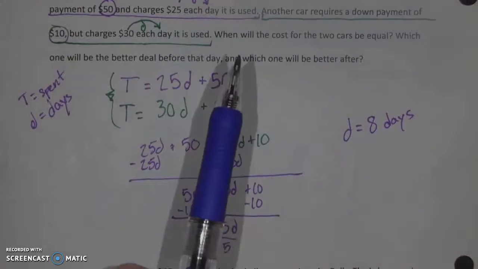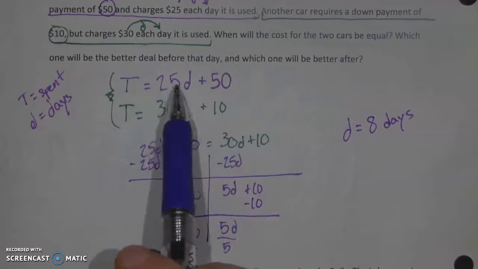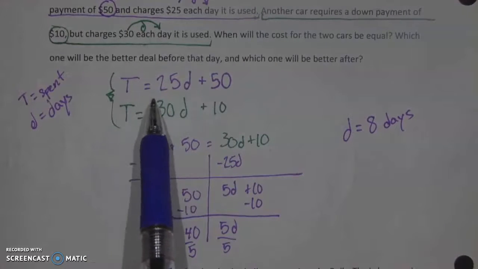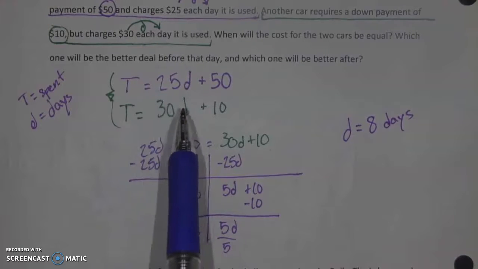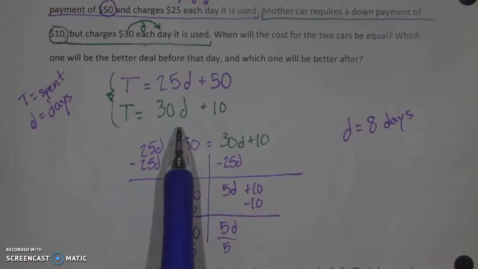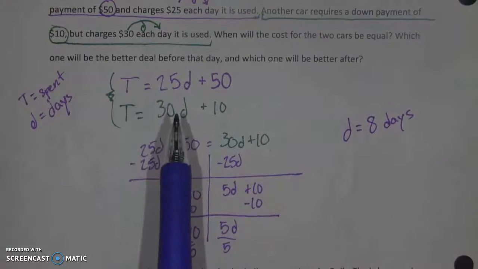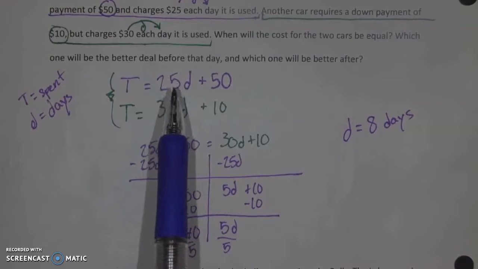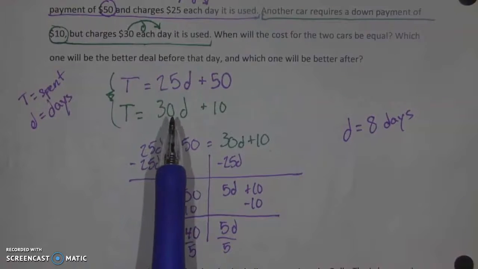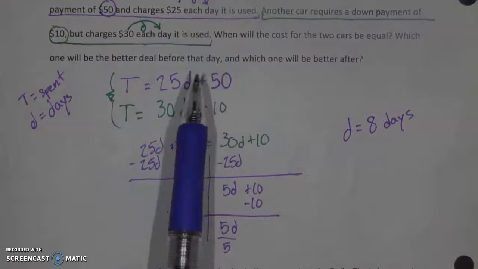I can solve this one of two ways. I can either put in a number less than 8, solve this equation and see what my total would be. So I do 25 maybe times 6 plus 50, and then 30 times 6 plus 10, and see which one would be cheaper. But you don't actually have to go that far, because consider what these numbers mean. If I'm spending $25 a day here, it's cheaper than spending $30 a day. But it does cost more on the front end.